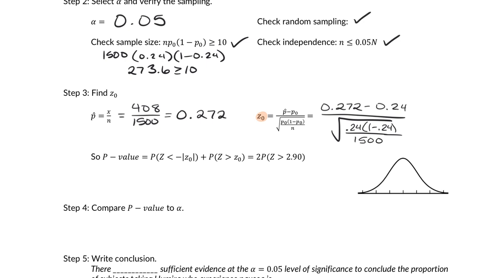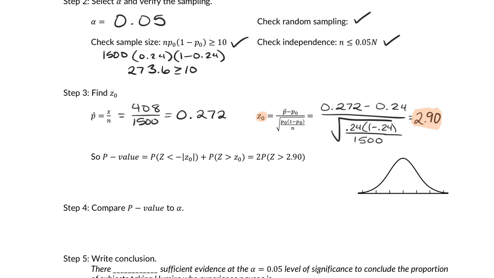So we calculate. Round to 2 decimals since this is a z-score. Bless you, by the way. 2.90. Nice. All right, so we have our test statistic. That's great. Now the test statistic is what we're going to use to run our p-value.